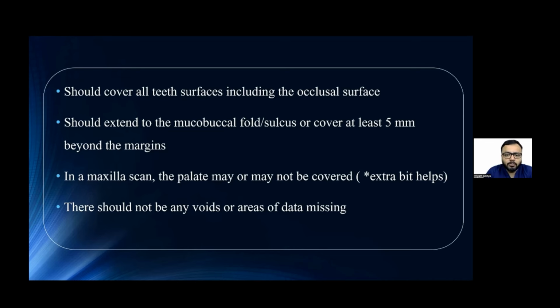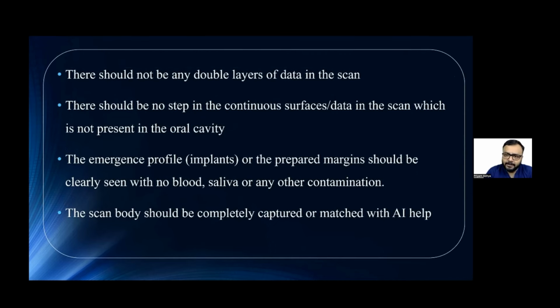There should be no voids or areas of data missing. That's very, very important. We should not ignore data which is not in the area of our interest and just say it's not needed. We should cover everything properly. There should be no double layers of data in the scan. Now, this is a very common problem when you are doing an edentulous scan, and maybe someday we can talk about edentulous scans also. But today we are talking about double layers in single implants or double implants. So make sure there are no double layers in the data. There should be no step in the continuous surfaces of the data in the scan. For example, if you follow the company protocols, it is asking you to scan from one end to the other end.